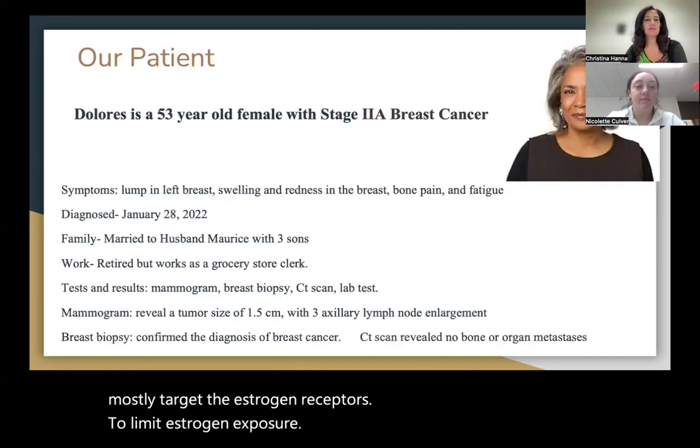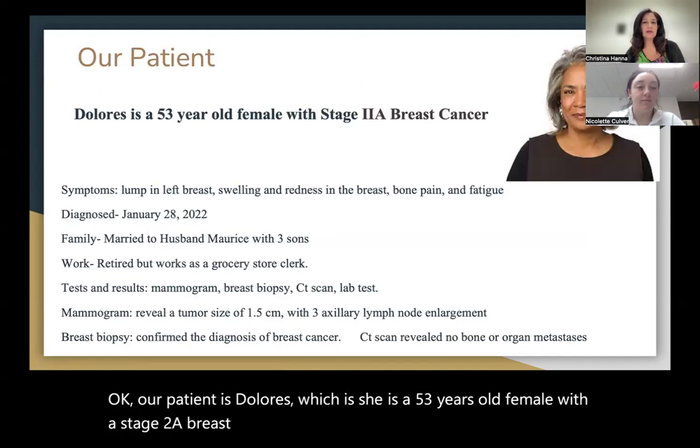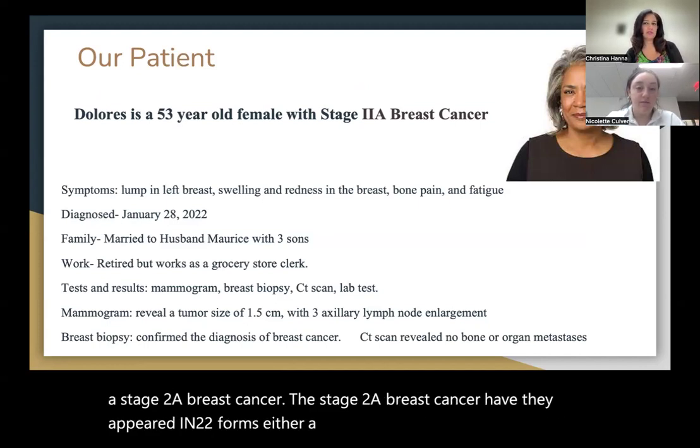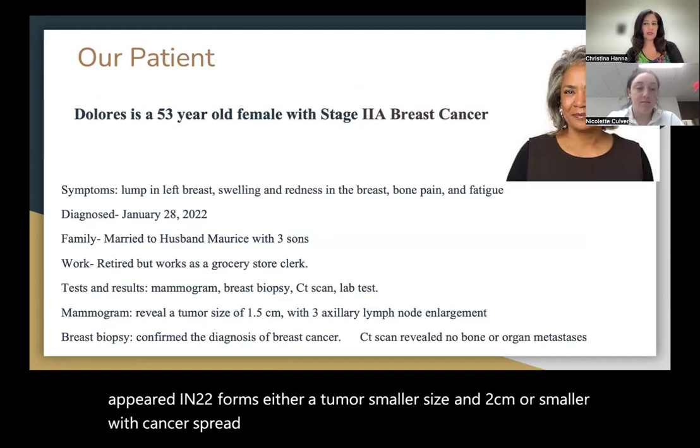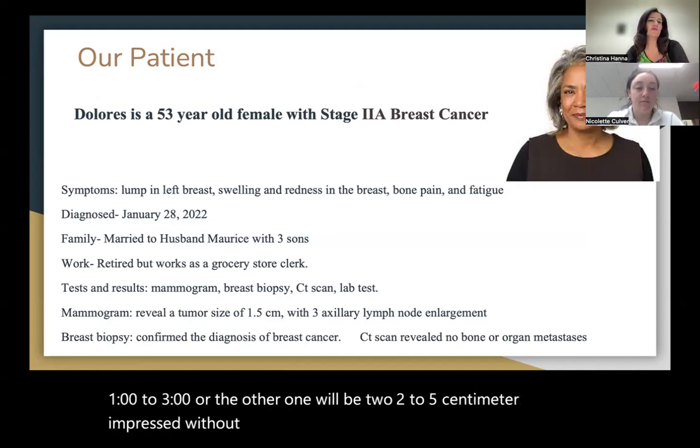Okay, our patient is Dolores, a 53-year-old female with stage 2A breast cancer. Stage 2A breast cancer appears in two forms: either a tumor 2 centimeters or smaller with cancer spread to 1 to 3 axillary lymph nodes, or a tumor of 2 to 5 centimeters in the breast without spread to the axillary lymph nodes.